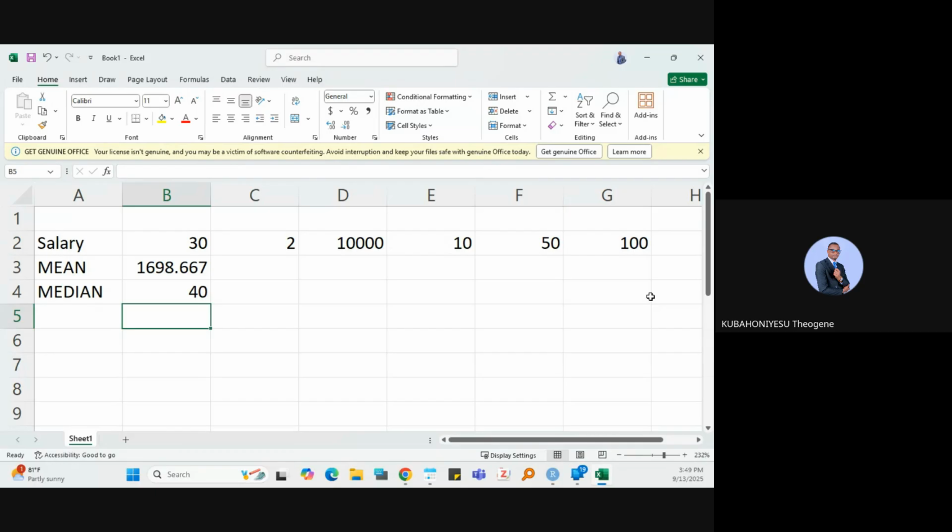How many people get 40 as a salary? None. At least 3 people get less than 40. How many get more than 40? 3. Which means the median is the half. You understand? So now, if you report that a person gets a salary of 40, it makes sense, because half get less and half are above that.